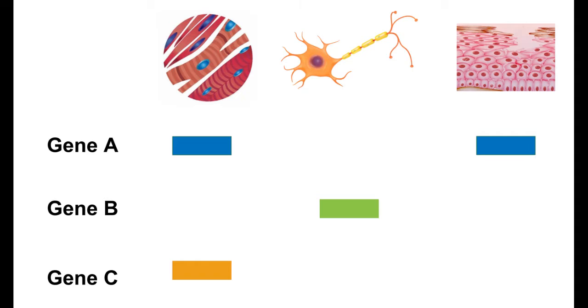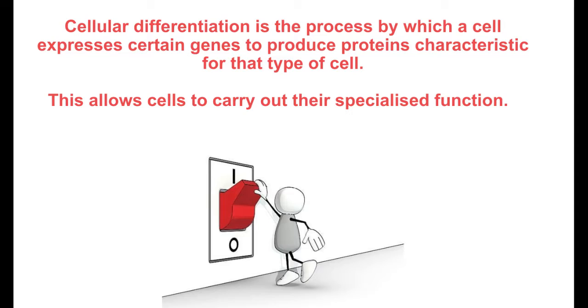The second example is the neuron. It has genes A and C switched off, but if it's expressing gene B, it starts making the proteins that gene B codes for, and that turns it into a neuron cell. Now, a skin cell also has gene B and gene C turned off, so it's only making the proteins that gene A codes for, and therefore it's slightly different from muscle, and it becomes a specialised skin cell or epithelial cell. So, cell differentiation is a process by which a cell expresses certain genes to produce the proteins characteristic for that cell type. Okay? And that means it can specialise and carry out a specialised function.